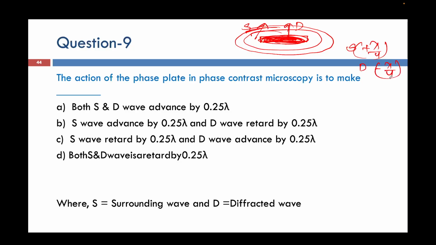Both S and D waves advance by, no, this is not correct. S wave advances by lambda by 4, D wave retarded, yes, this is correct. S wave retarded, this is not correct. So B will be the answer.